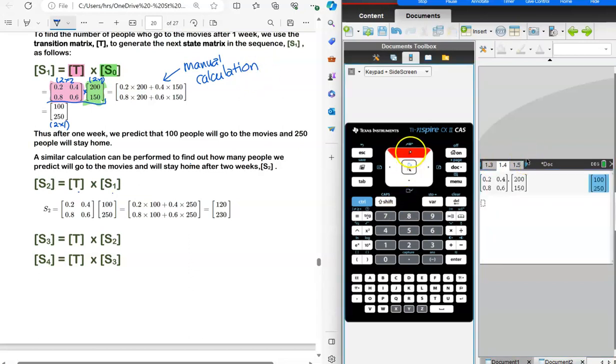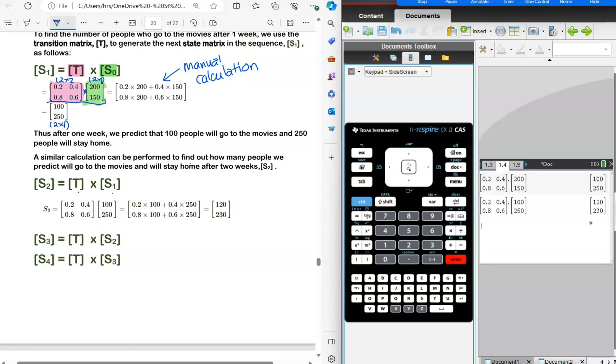Okay, I want to change this one in here to be 100 and 250, because that's what S1 is. And there underneath is S2. So then if I want to find S3, I can keep doing it like that.